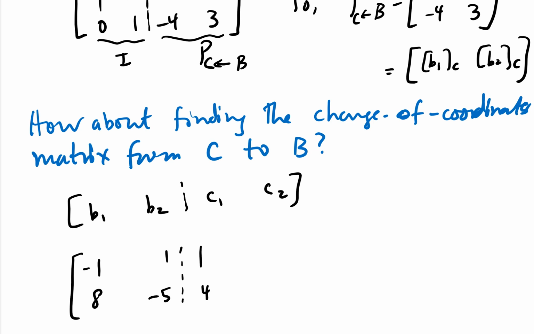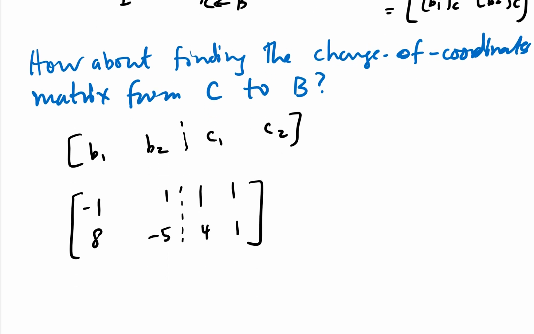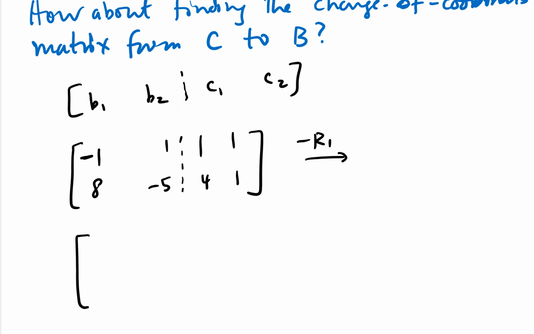1, 4, 1, 1. So first thing I do, I'm gonna multiply. I want to make the first number 1, not negative 1. So multiply row 1 by negative 1. So that gives us 1, 8, negative 1, negative 5, negative 1, 4, negative 1, 1.